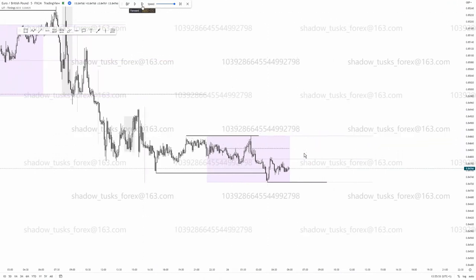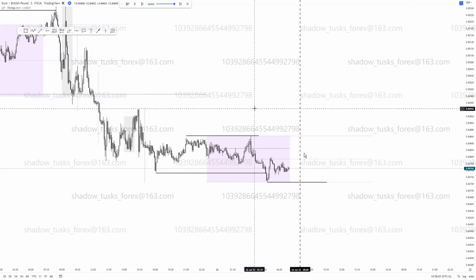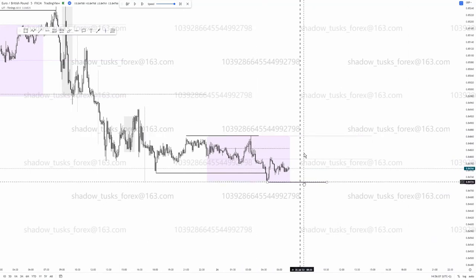So as always, I'll just do this to show the next timing. Actually, let me do UTC +2 for you guys. So there we go. Okay, so that's our next timing, Frankfurt.